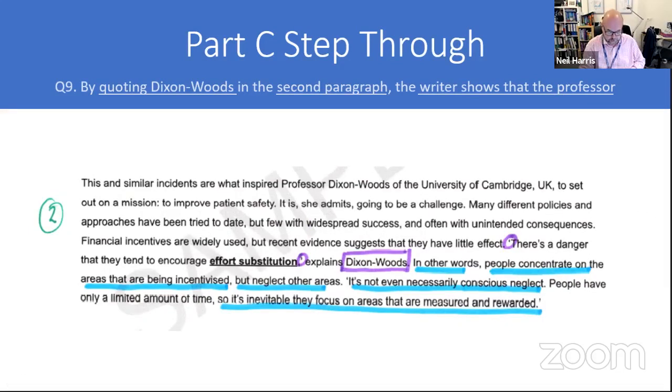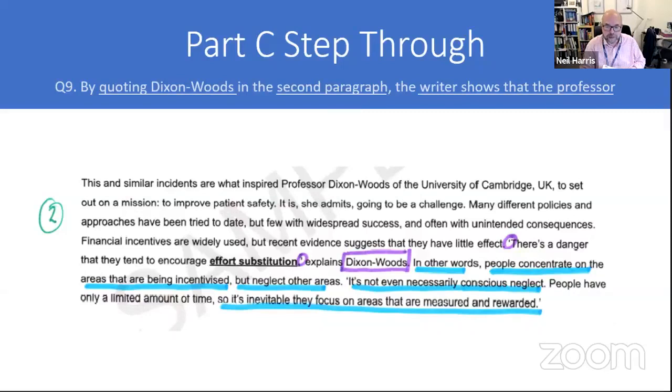And there's a further quotation. It's not even necessarily conscious neglect. People only have a limited amount of time. It's inevitable they focus on areas that are measured and rewarded. So what we need to do now is try and think about what that means. The context here, as we look through the text, is a healthcare context. So we can presume we're talking about healthcare professionals. They concentrate on the areas that are being incentivized, but neglect other areas.